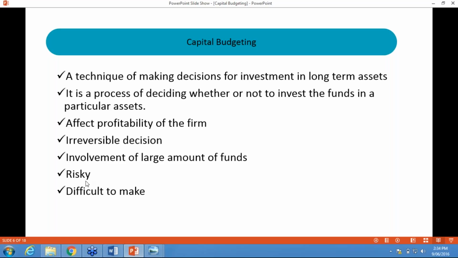Another one is that these decisions are very difficult to make because they require an assessment of future events. Today I'm going to tell you how we assess our future profits. And we know that the future is uncertain and unpredictable. That's why it's very hard to take these decisions in present time. Okay, so that's the basic theoretical concept of capital budgeting.